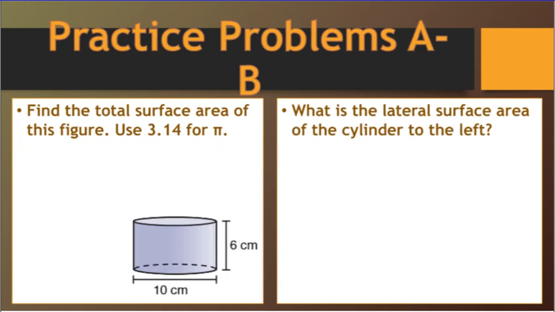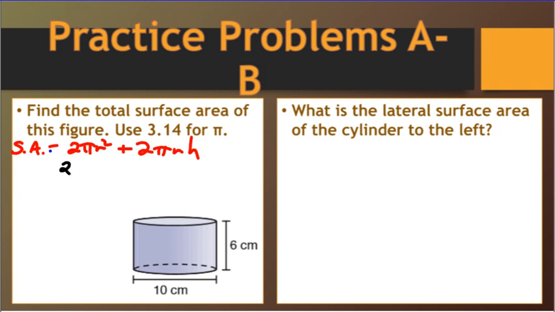Next one, find the total surface area of this figure. Use 3.14 for pi. So again, we have a cylinder. The surface area of a cylinder is 2 pi r squared plus 2 pi r times the height. And let's substitute our numbers in.